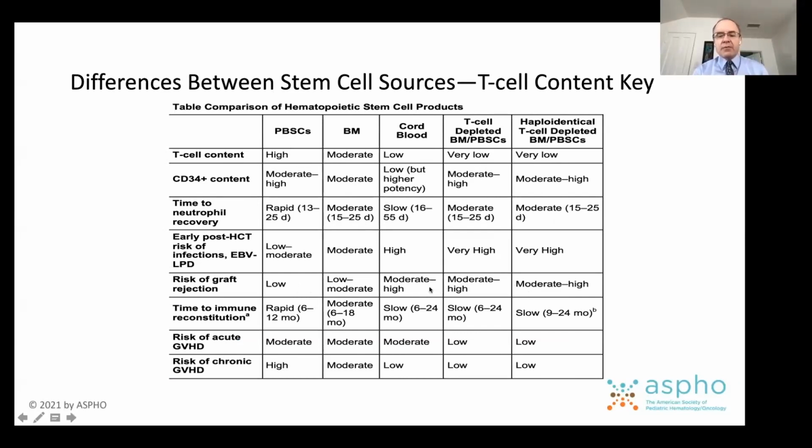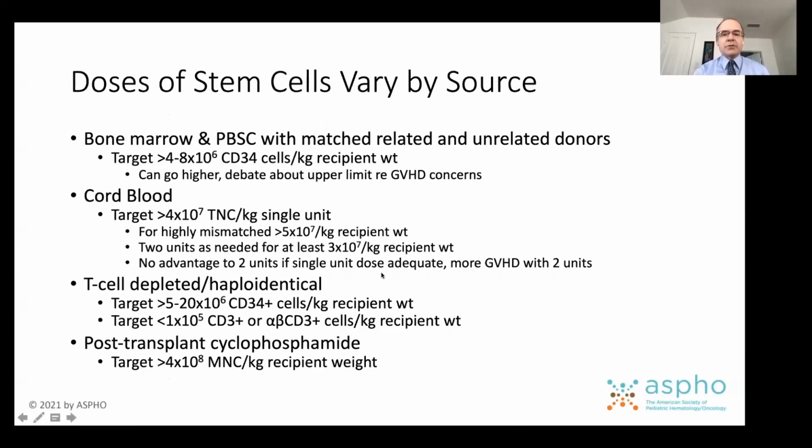If you have few T cells, you're going to have a higher chance of graft rejection. If you have lots of T cells, a low chance of rejection. But risk of graft versus host disease can be very high when you have a lot of T cells versus it being very low when you have few T cells. So take a look at this, and it'll help you understand better the differences between these stem cell sources.